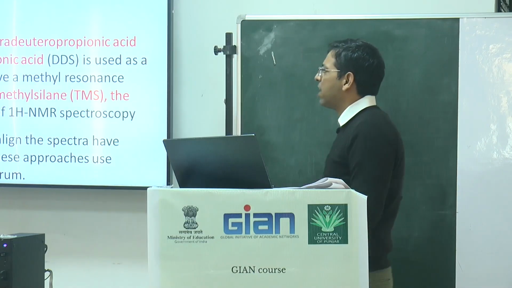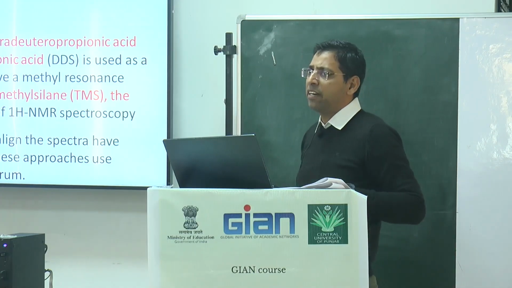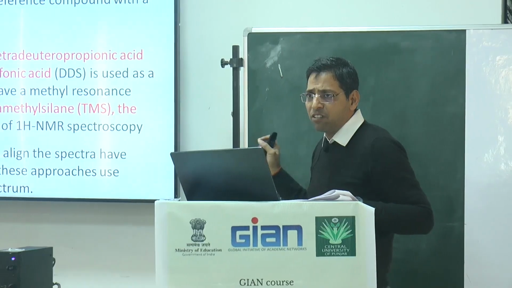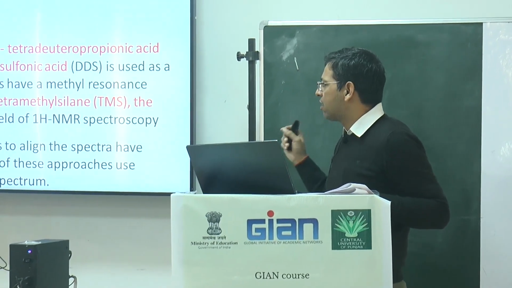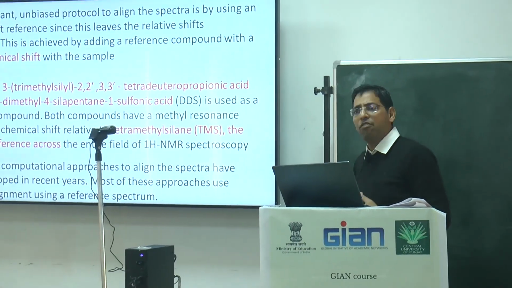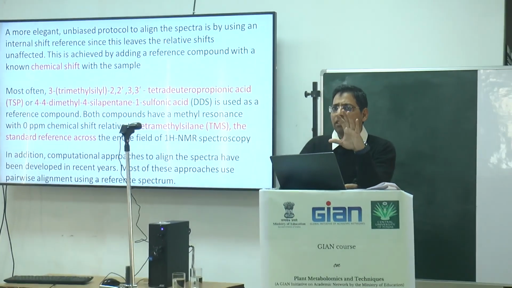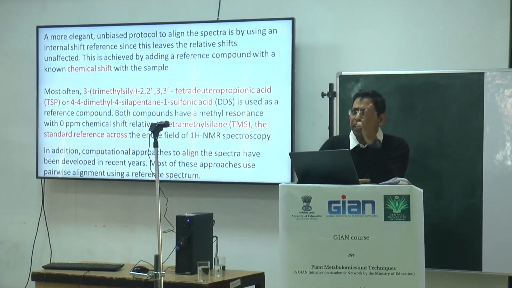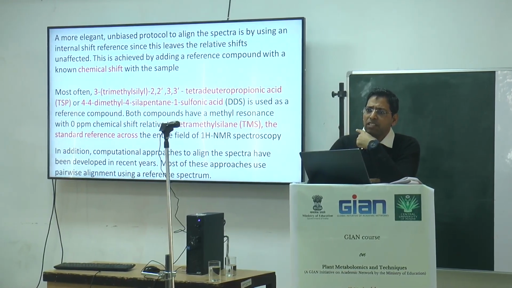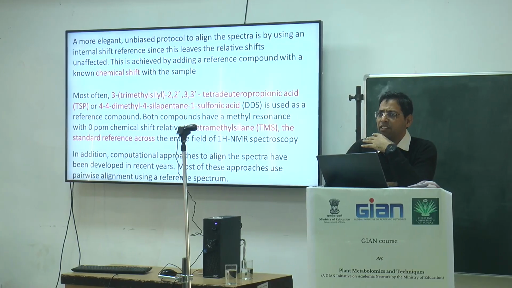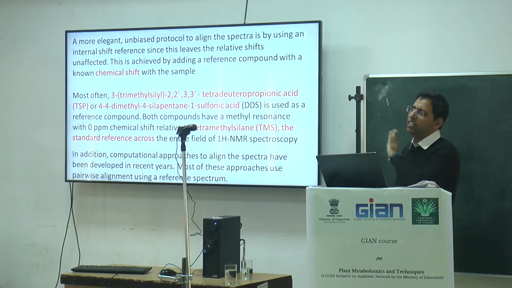So on the basis of that, you have to use these types of internal controls, and these internal controls can start with the 0.1. TMS is the most standard reference material that we are using, and some computational approaches are also recommended to align the different spectra which were developed in recent years. Recently we don't need these positive controls, because we have computational algorithms which can sort out the usage of these internal references. So you can go ahead without using this now.